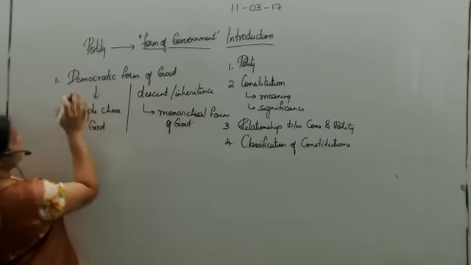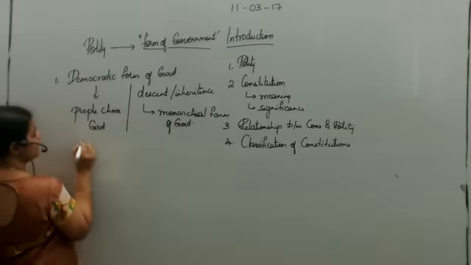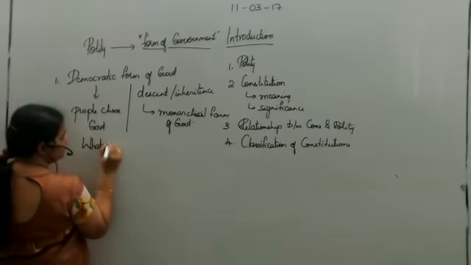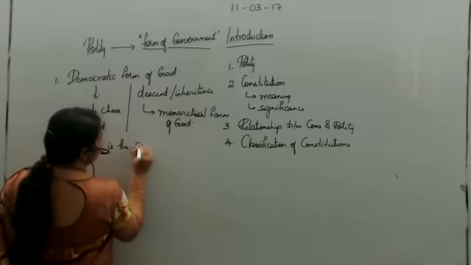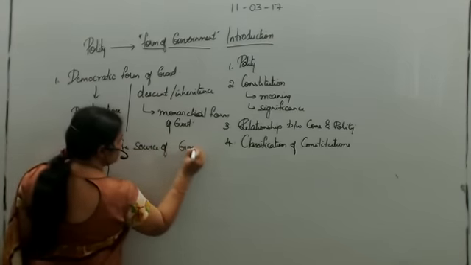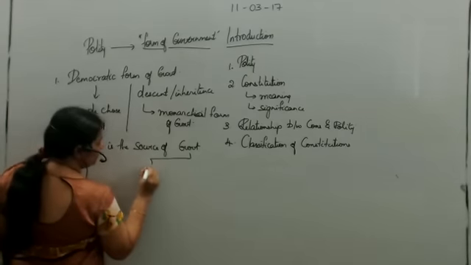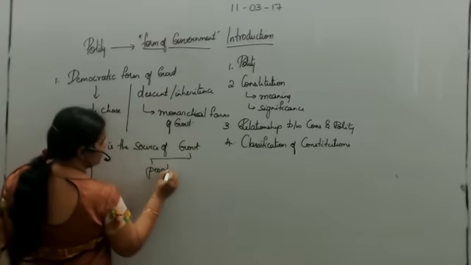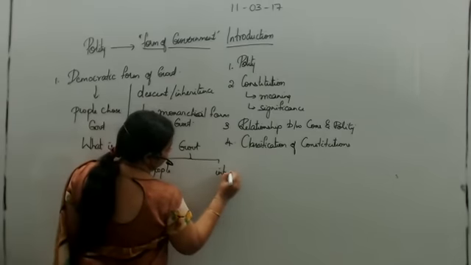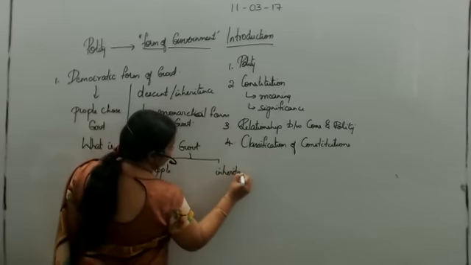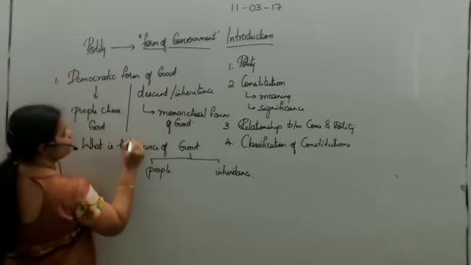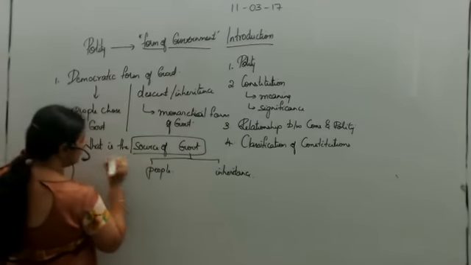Okay. Now, the first thing that polity indicates is the source of government. If the source of government is the people, then we call it democracy. If the source of government is by way of inheritance, then we call it monarchy. So basically, the word polity will tell us who is the source of government in a country. This is the first thing.